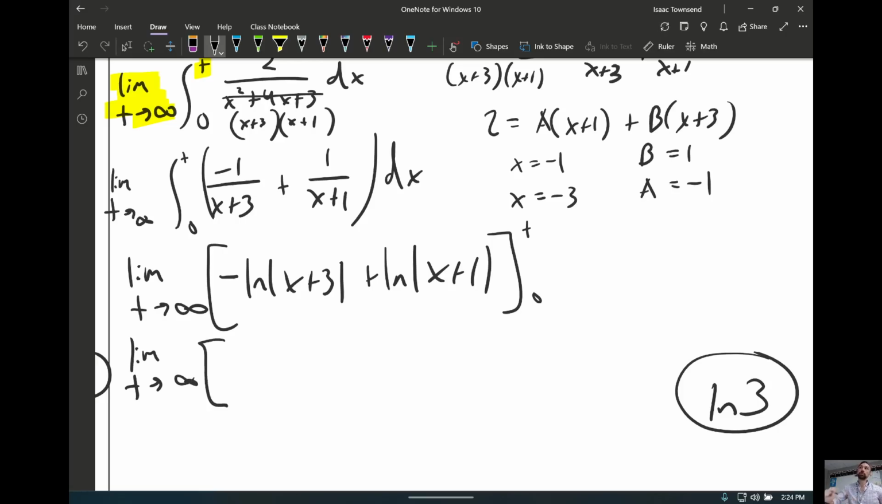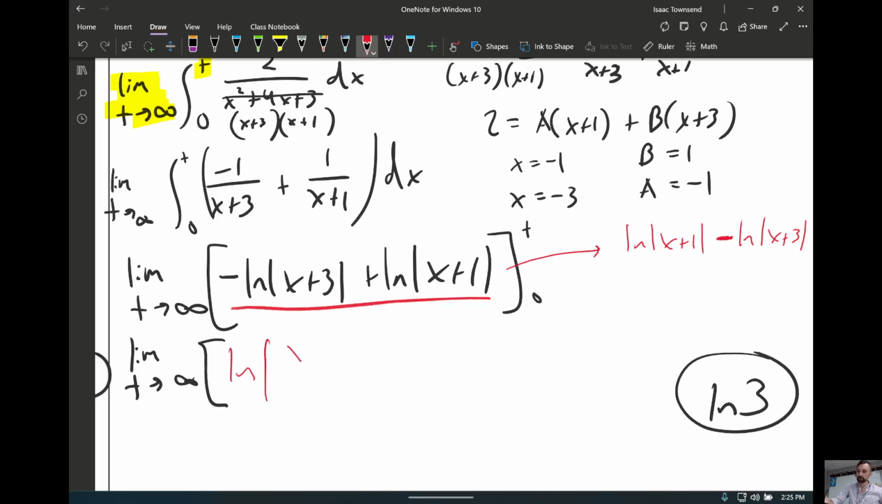Now, here's where, I don't know, this is not the easiest thing to see, but can you see how I can condense these two? Let me switch the order of the terms. If you have two natural logs that are separated by subtraction, how can I condense those into a single natural log? With division.